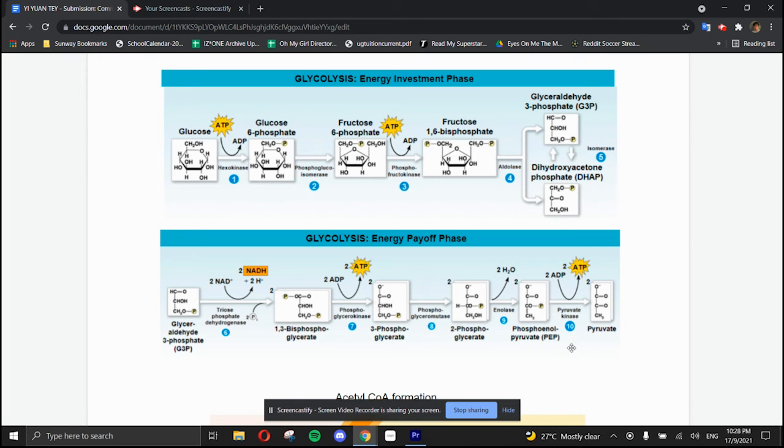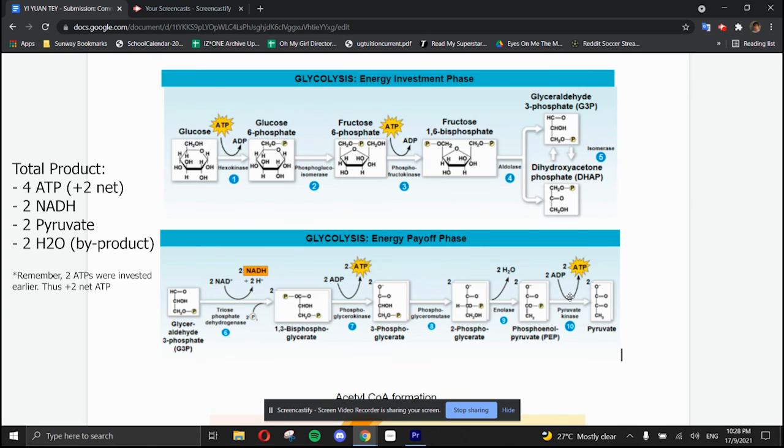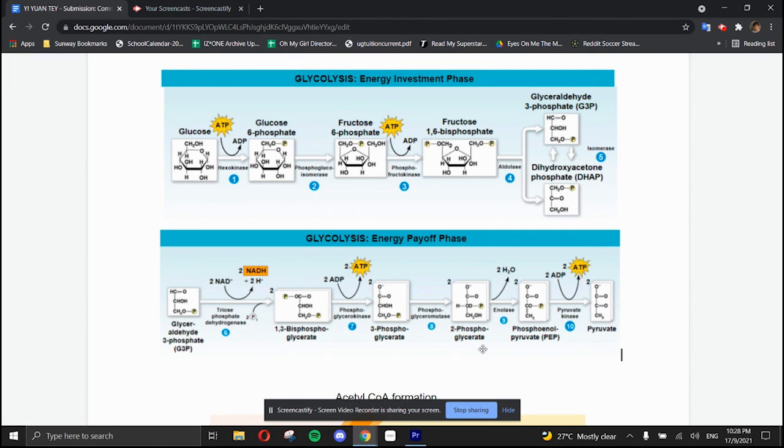In the 10th and last step, phosphoenolpyruvate is converted into pyruvate, which marks the end of glycolysis. During this reaction, ADP also comes to the scene to pick up the last phosphate to form the last ATP, conducting yet another substrate-level phosphorylation. Steps 6 to 10 are repeated for the second G3P, and at the end, there should be a total of 4 ATPs, but 2 net ATP, 2 NADH, 2 pyruvate, and 2 water molecules produced per glucose.